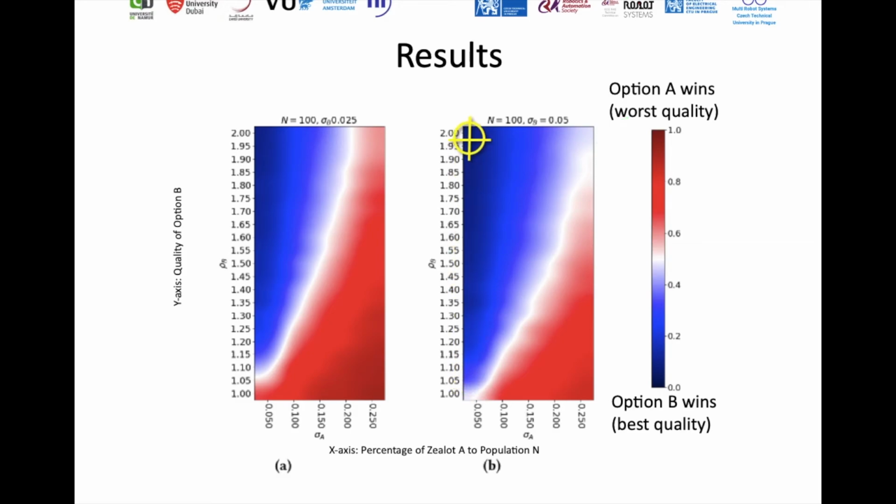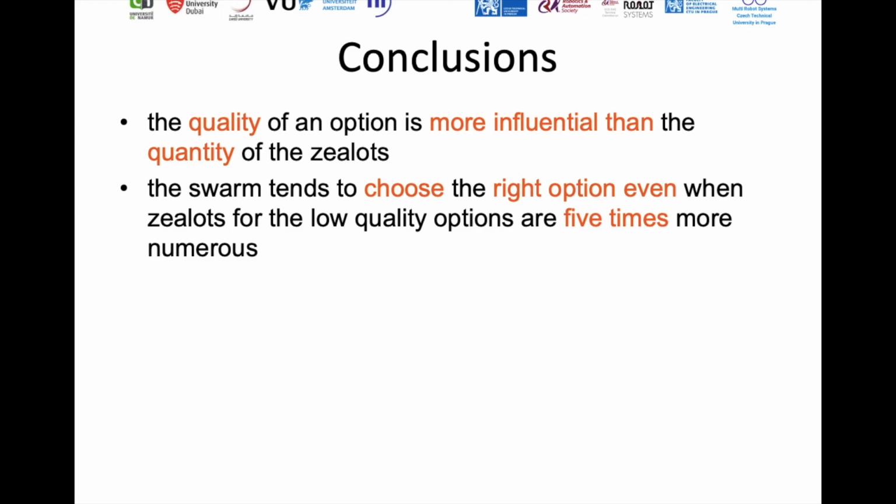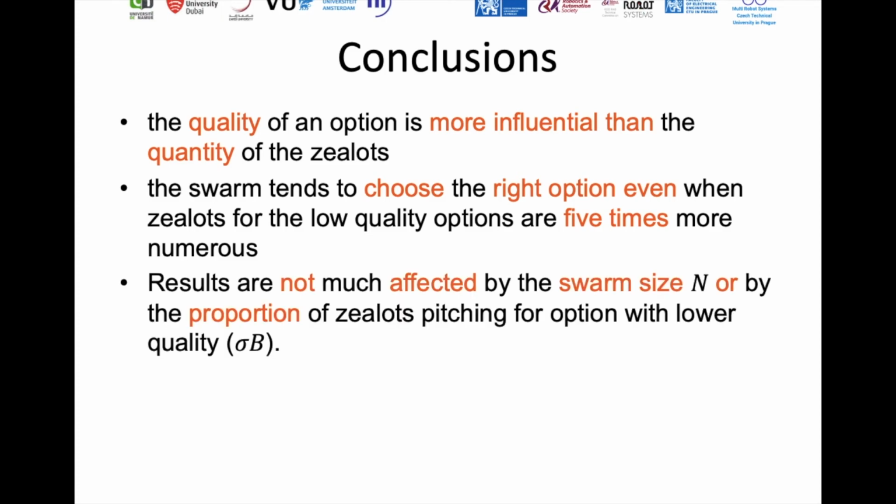From this figure, we can see that as the quality difference goes up, the swarm tends to choose the right option, even when the zealots for the low quality option are 5 times more numerous. We found that the quality of an option is more influential than the quantity. Yes, it is possible to influence the swarm to choose the bad option, but it takes a very high number of zealots. We also ran simulations with different swarm sizes and different proportions of zealots, but they show similar results.